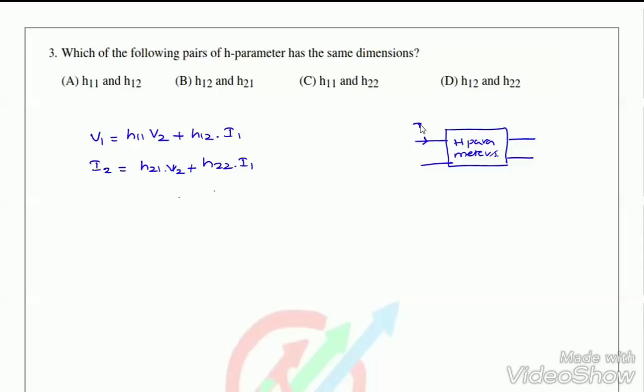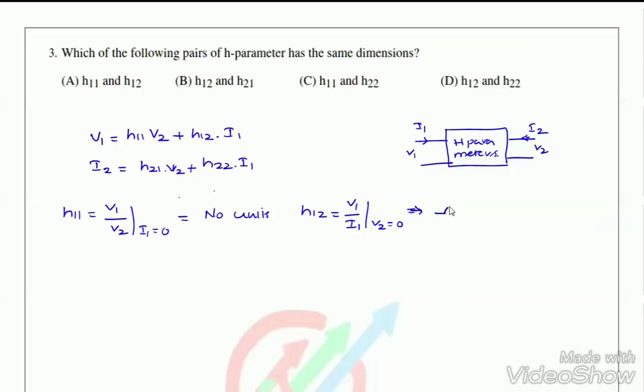So I1 is the input side current, and V1 here, and V2 here, and here we have I2. Now what is the H11? H11 is equal to V1 by V2 at I1 made 0. It is having no units. Next, what is H12? H12 is equal to V1 by I1 when V2 is 0, that is, V2 is short circuited here. So this is having units of ohms.